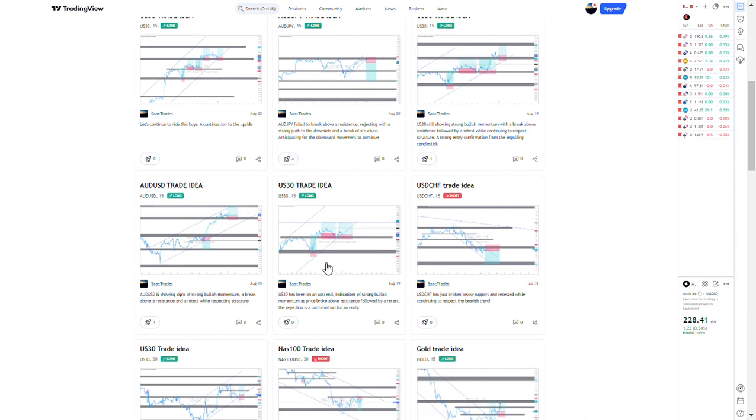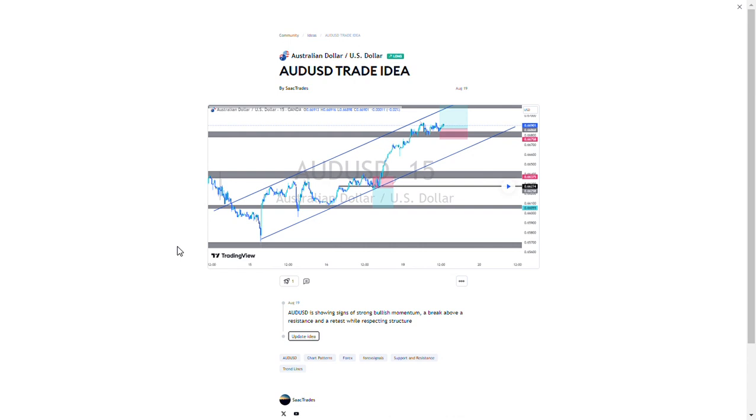So the second one was for AUD USD. This is what I said for AUD USD. AUD USD is showing signs of strong bullish momentum, a break above the resistance and a retest while respecting structure. Similar thing to the setup that I had for USDT, as you guys can see. So this is just a break above and a retest. This is just a textbook movement, a simple, clear textbook movement. So let's see how this one went.